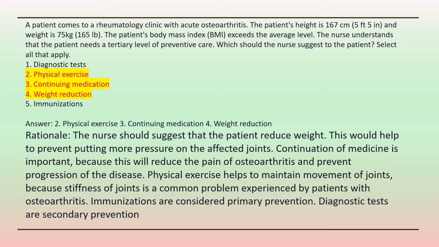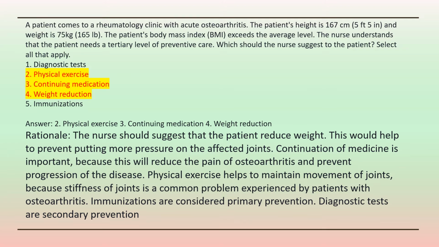Answer 2. Physical exercise. 3. Continuing medication. 4. Weight reduction. Rationale. The nurse should suggest that the patient reduce weight. This would help to prevent putting more pressure on the affected joints. Continuation of medicine is important because this will reduce the pain of osteoarthritis and prevent progression of the disease.